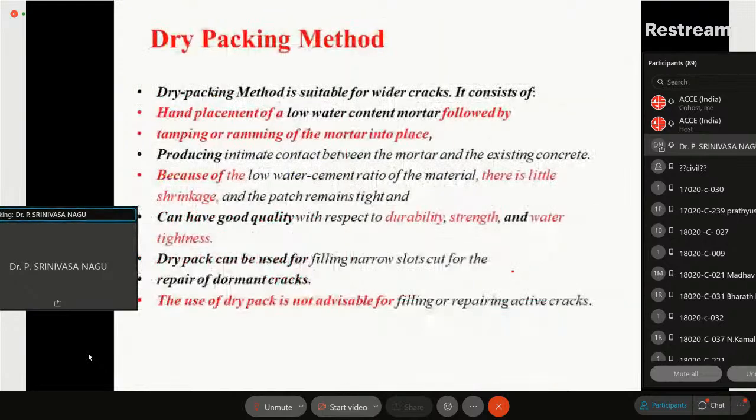Okay. And then the dry packing method. Sometimes wider cracks are there. Then you have to put a low water cement ratio paste. You have enough ability to just pack the material inside, push it further, press it further, and finish it further. Accordingly, this is another dry packing method.